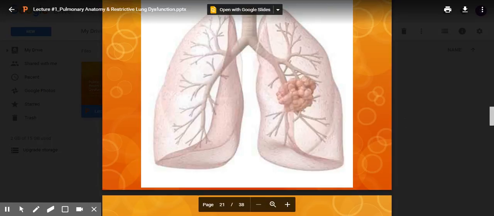Adenocarcinoma is the most common of all lung cancers in the US and is responsible for 40 to 50% of the cases of lung cancer.